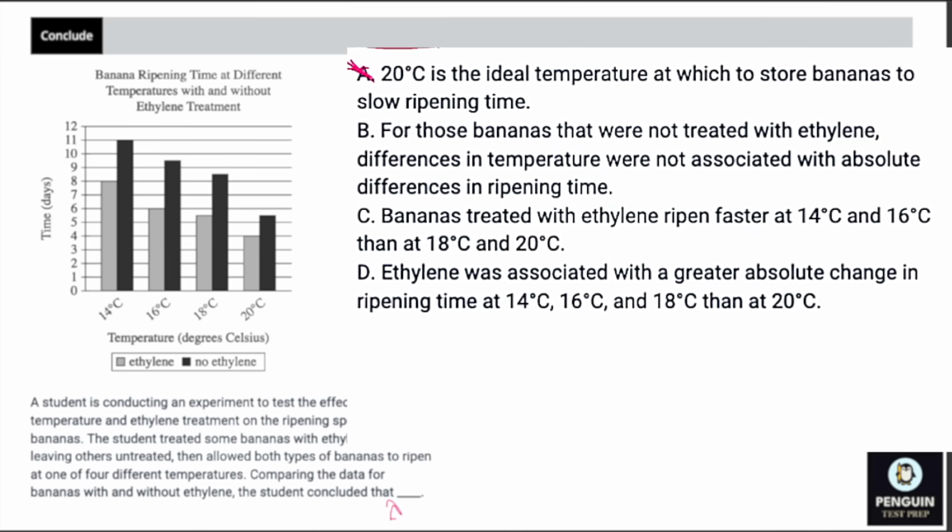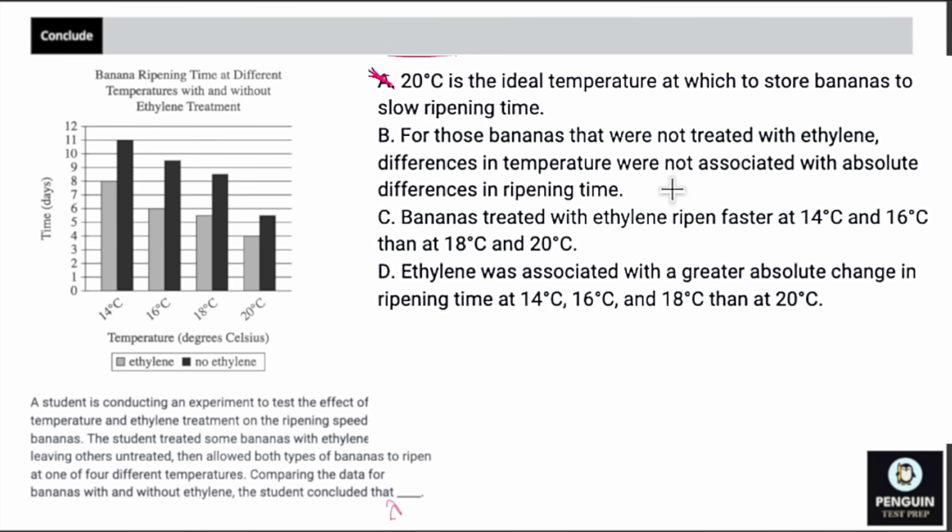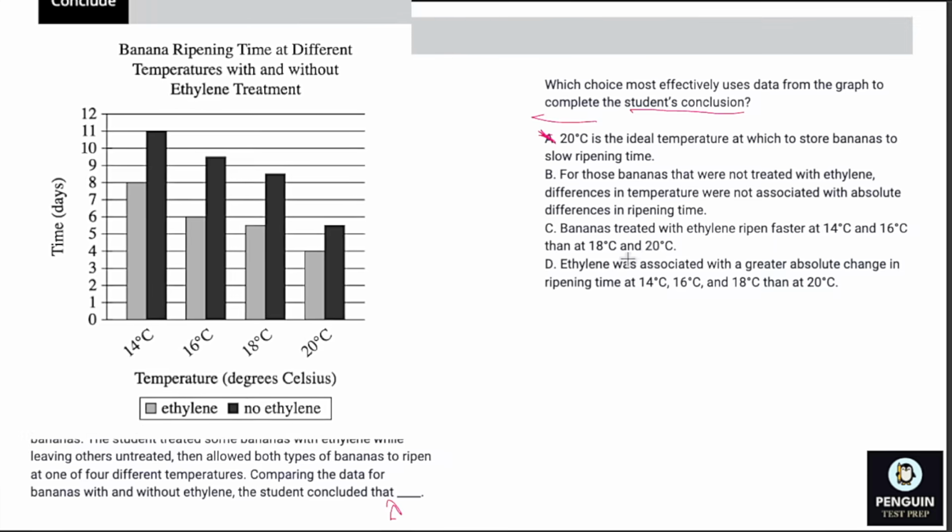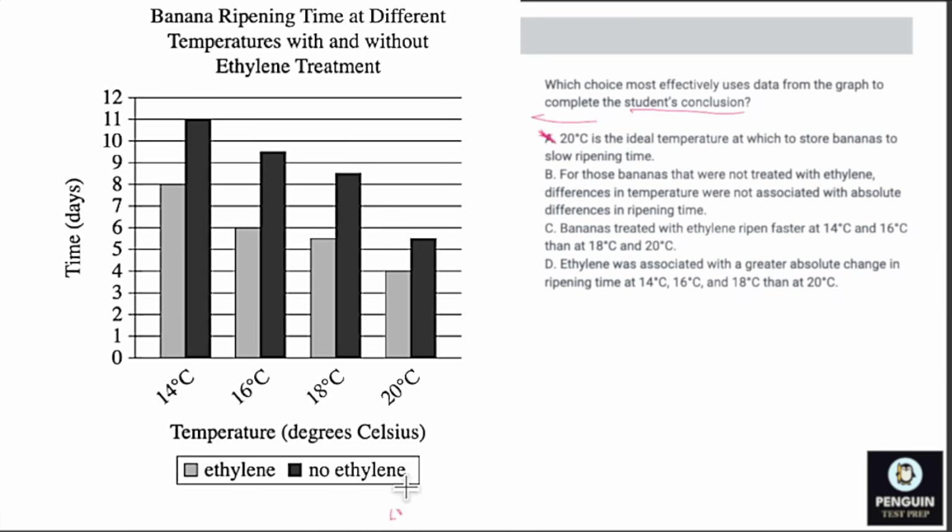Choice B, for those bananas that were not treated, so not treated is going to be black. Differences in temperature were not associated with absolute differences in ripening time. So basically they're saying if there was no treatment, there would be no difference based on the different temperatures. We can see that there's clearly a difference, right? The colder it is, the longer it takes for them to ripen.